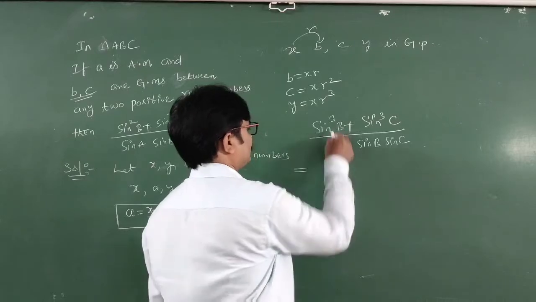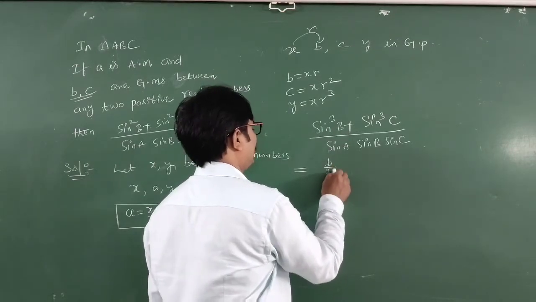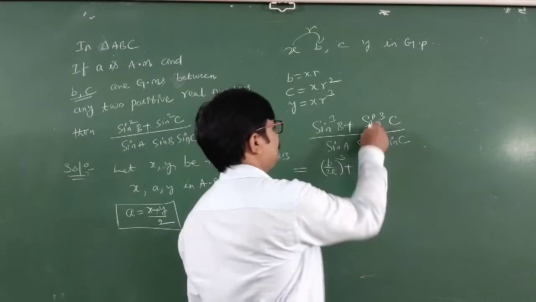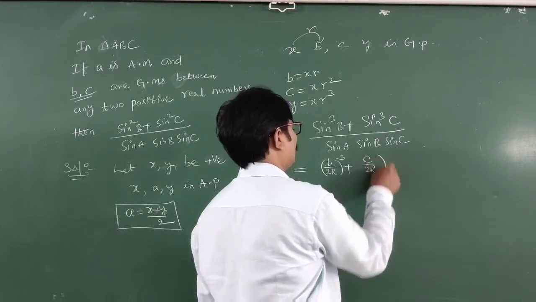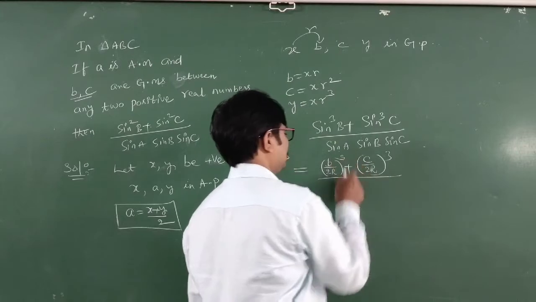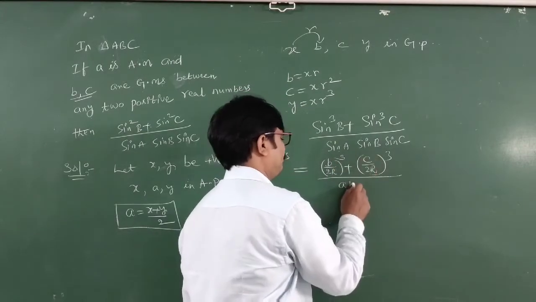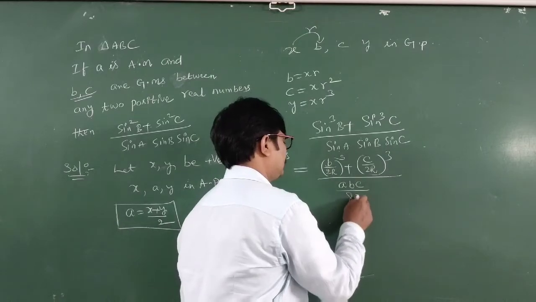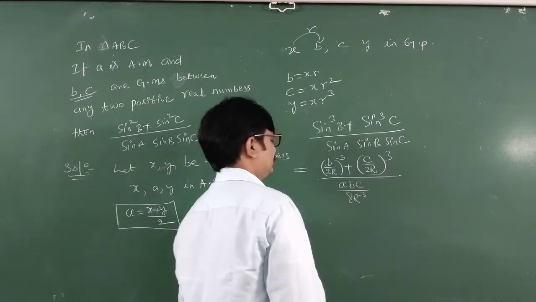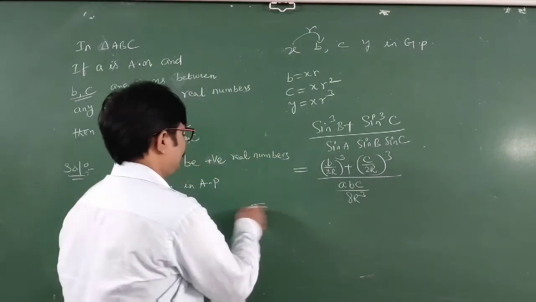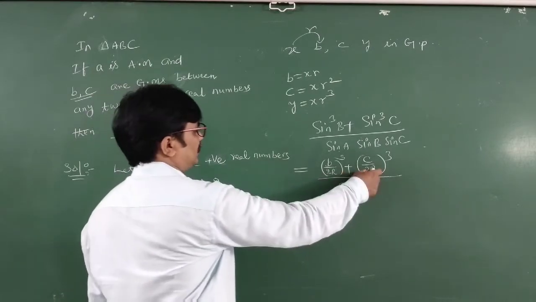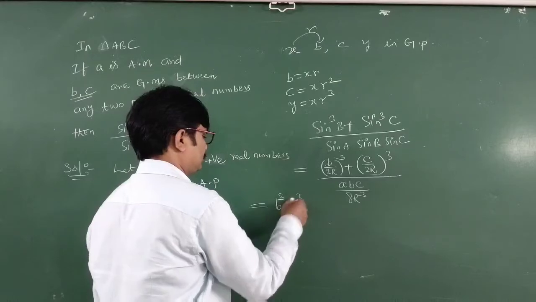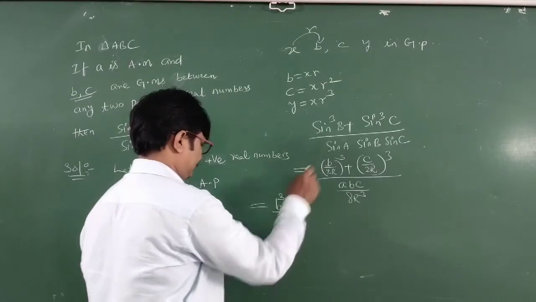We know that from the sine rule, this is (b by 2r) whole cube. After that, (c by 2r) from the sine rule, whole cube. This is students (a by 2r)(b by 2r)(c by 2r). This is what, students? 8r cube. So dear students, what is the value here? 8r cube is the LCM, or cancel. Now we get (b cube plus c cube) upon abc.